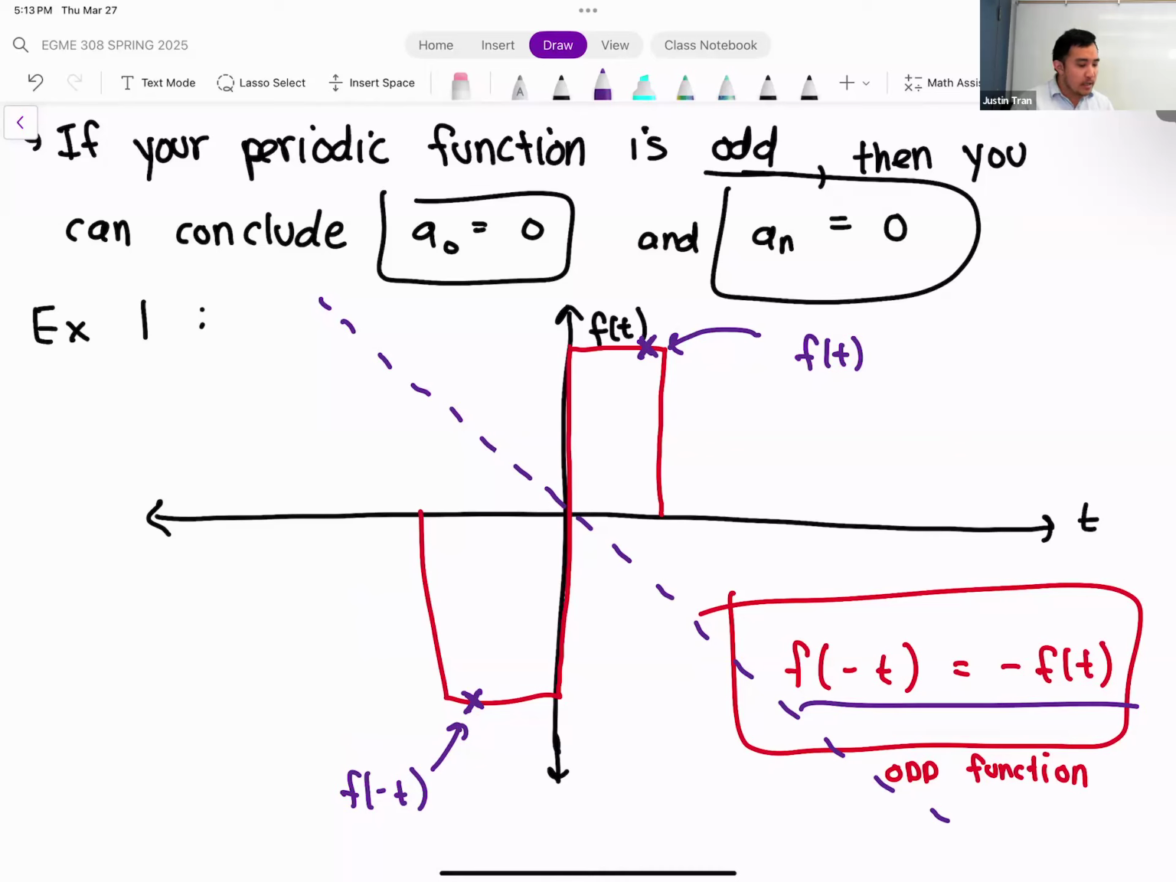Okay. But before we end today, I did want to make sure I went over this. When you're doing your homework, you can save yourself some work. Most of the homework problems will be classified as either even functions or odd functions, and so use that to save yourself some work.